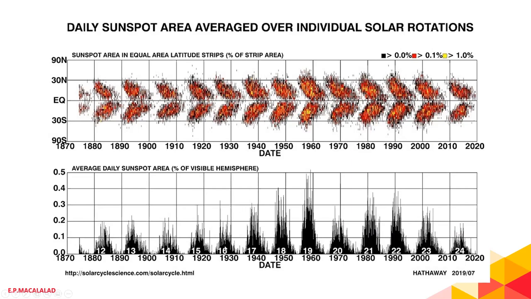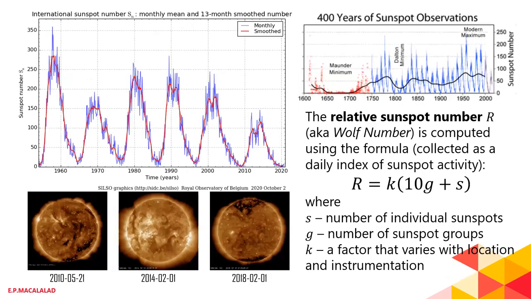So the average daily sunspot area basically tells you how much area the sunspots occupy on the solar disk, and that is one parameter that we use to look at solar activity. Another proxy parameter that we use to determine how active the sun is, is the sunspot number or SSN. The relative sunspot number is given by this equation, but the point is that it basically tells you how many sunspots or active regions are present at a certain time.